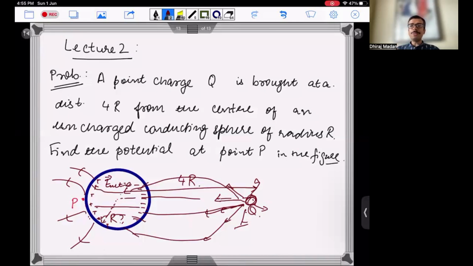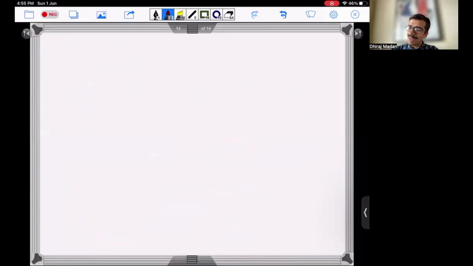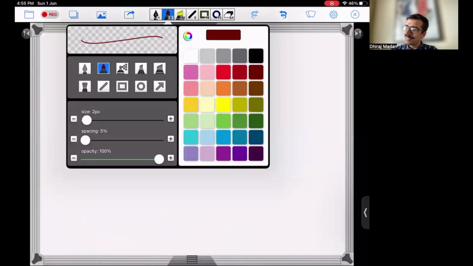But now overall, this situation is so asymmetric that it looks very difficult to calculate anything, right? And I'm asking you to calculate the potential at point P. So how do you do that? It looks like a difficult problem, but if we use the properties we discussed last time, we can actually try to solve this. So let's see how.